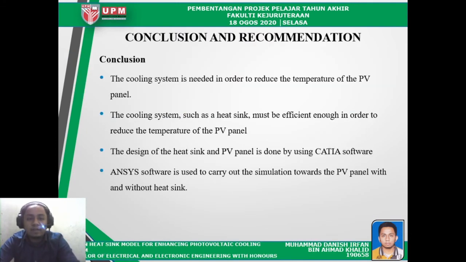So we arrive at the conclusion of my final year project. The conclusion is that a cooling system is needed in order to reduce the temperature of the PV panel. The cooling system such as a heatsink must be efficient enough in order to reduce the temperature of the PV panel. The design of the heatsink and PV panel is done by using CATIA software. ANSYS software is used to carry out the simulation of the PV panel with and without the heatsink.